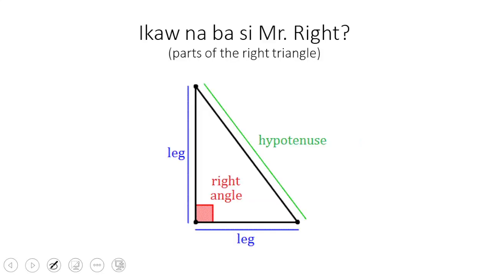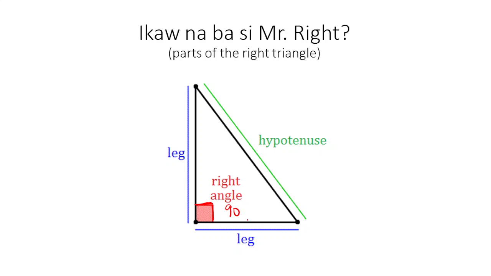Now, what is a right triangle? Is that Mr. Right? So let's look at the parts of the right triangle. When we say right triangle, that means there is a right angle. One angle is a right angle. What is the measurement of a right angle? Yes, Irene. Okay, it is called a right angle because its measurement is 90 degrees. So if one angle of your triangle is 90 degrees, then that triangle is a right triangle.